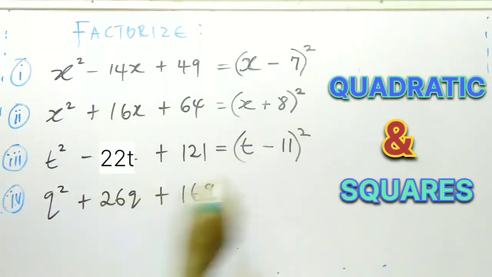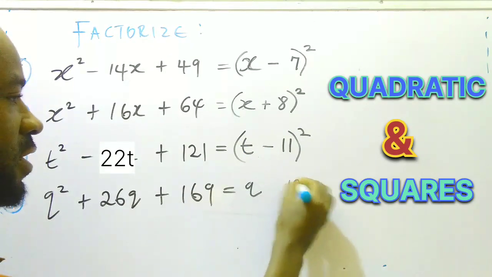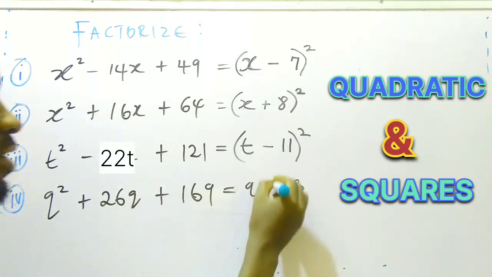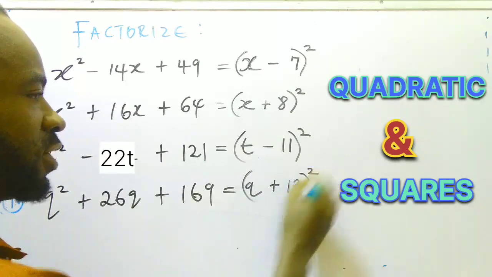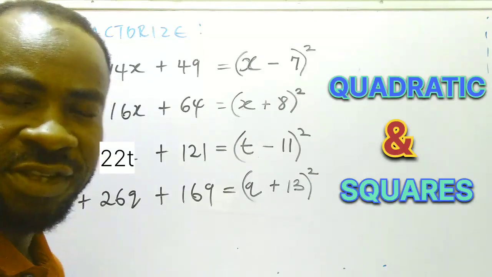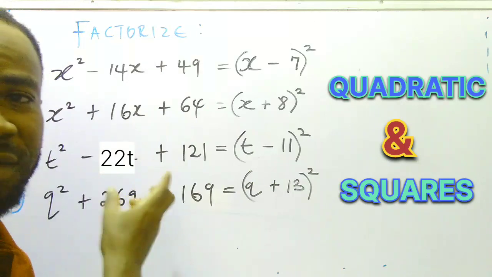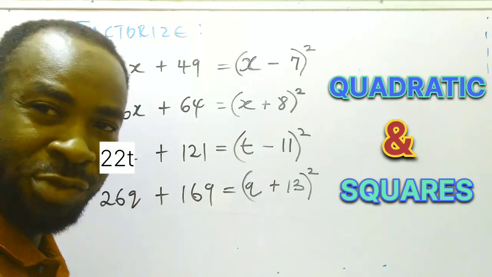Square root of this first term is q. Square root of this last term is 13. The middle sign here is plus. You group them together. So this is a very short way of factorizing quadratic expressions that are in this form, that follow this pattern. I hope you gained value.